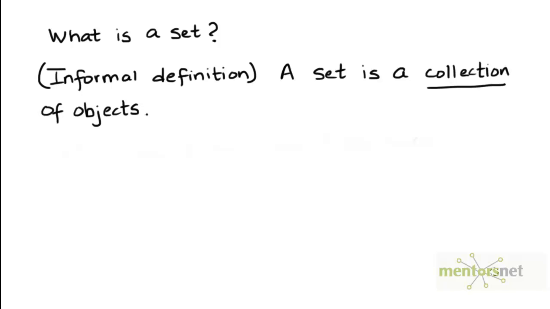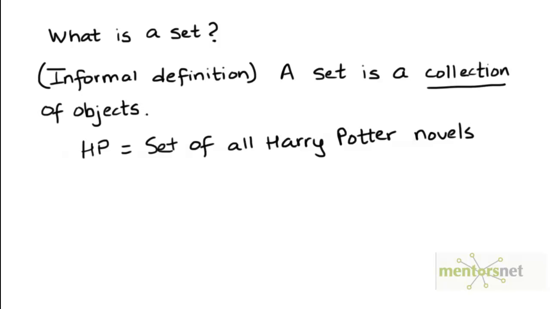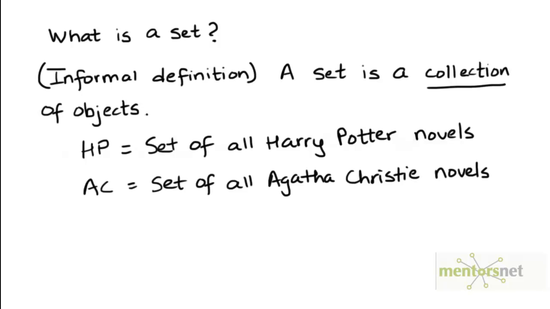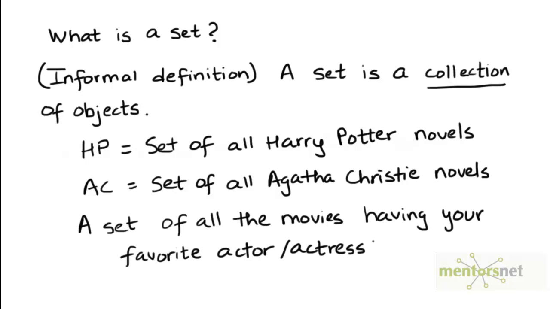For example, we could define a set of all the Harry Potter novels and give the set a name. For example, we could call the set HP. We could define another set called AC, which would be a set of all the Agatha Christie novels. You could define a set of all the movies having your favorite actor or actress. Or you could define a set of all the albums by your favorite singer.